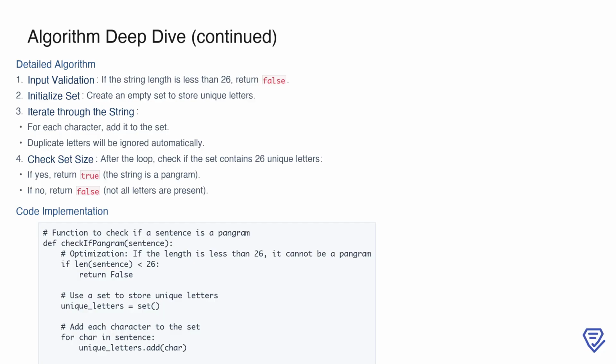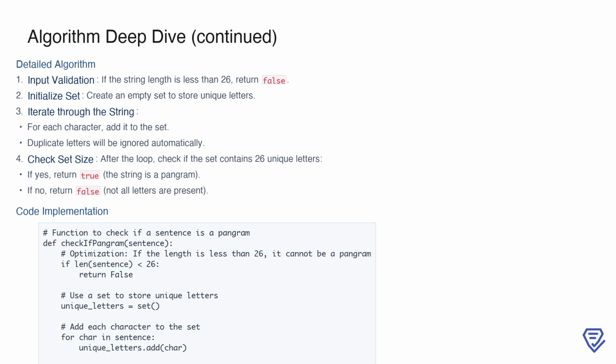Additionally, we can include an early exit condition within the loop. As soon as the set contains all 26 letters, we can return true immediately, without needing to process the rest of the string. After the loop, if the set size is still less than 26, we return false, as not all letters are present. If the size is exactly 26, we return true.